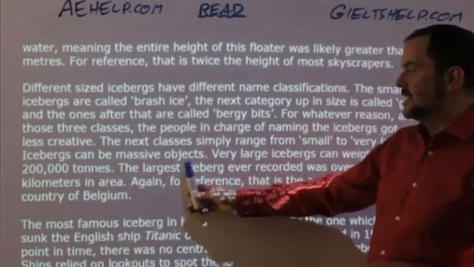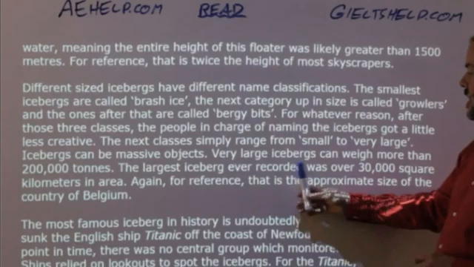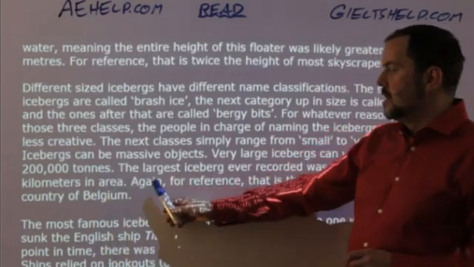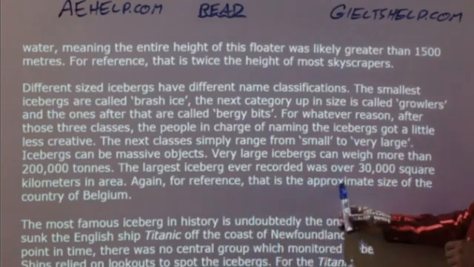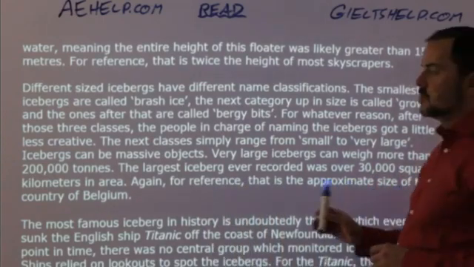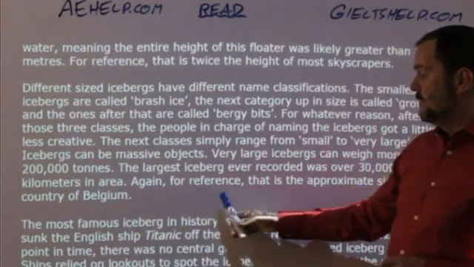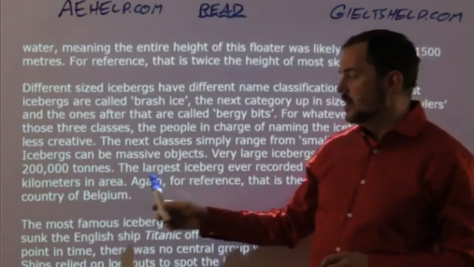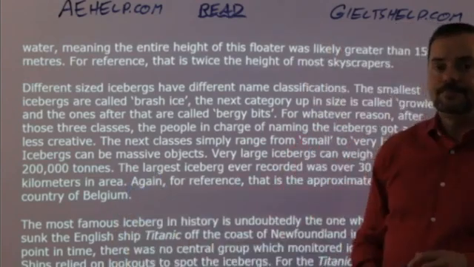Icebergs can be massive objects. Very large icebergs can weigh more than 200,000 tons. The largest iceberg ever recorded was over 30,000 square kilometers in area. Again, for reference, that is the approximate size of the country of Belgium.